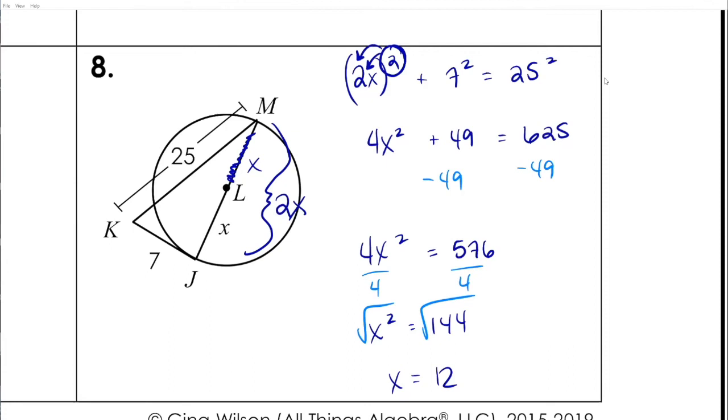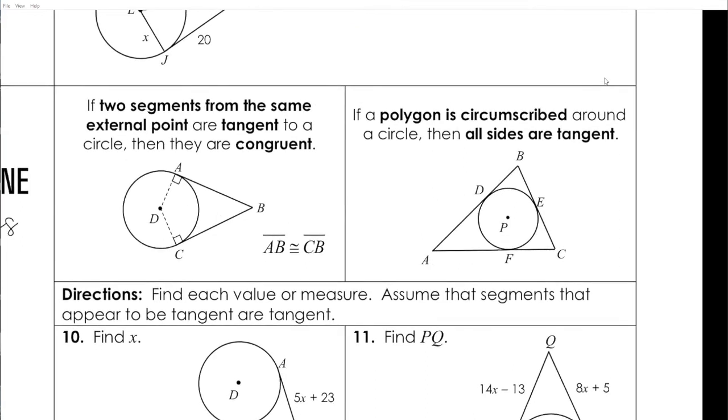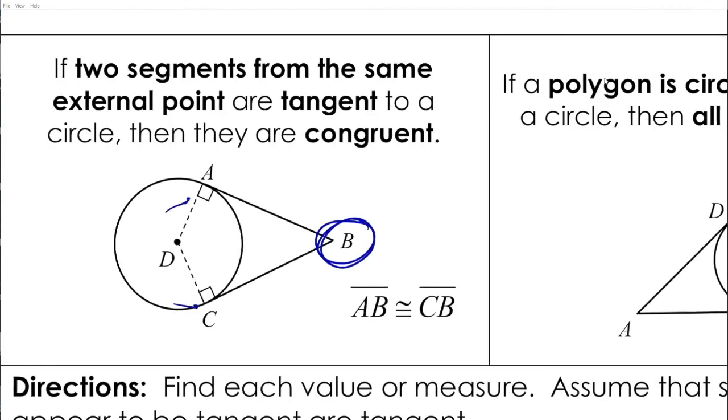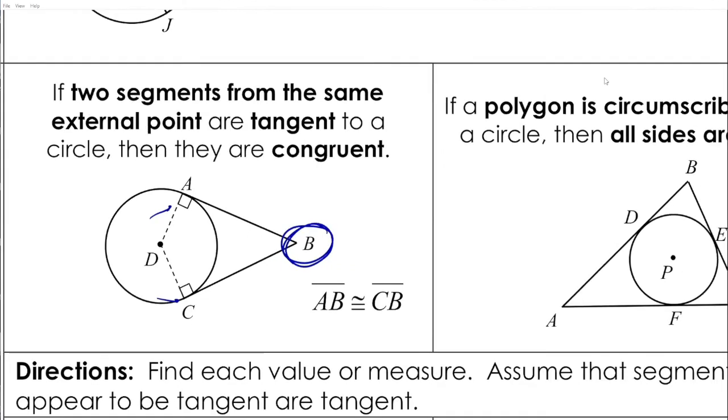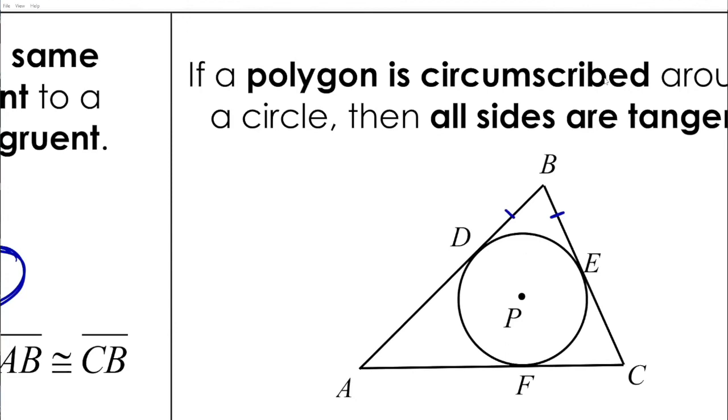No? All right, let's move to a couple more rules. So some more properties of tangent lines. If two segments from the same external point, so we're talking about this external point B out here, are both tangent to the circle, we know they're tangent because they meet the radius at a right angle. If they are both tangent to the circle, then they are congruent. And then our second property, if a polygon is circumscribed around a circle, then all of our sides are tangent. Meaning BD is congruent to BE, CE is congruent to CF, and AD is congruent to AF.